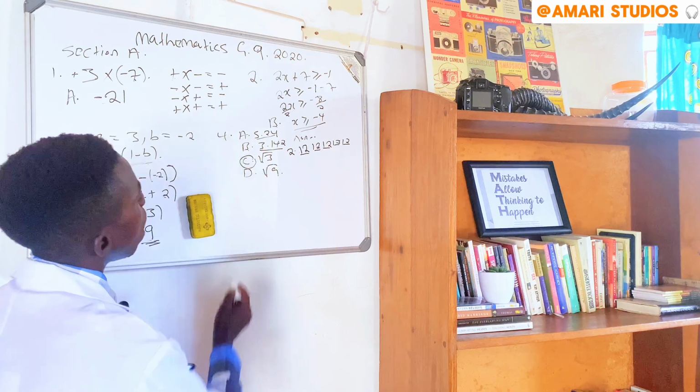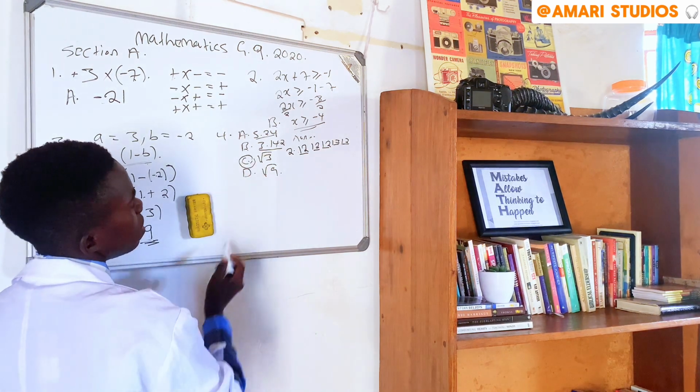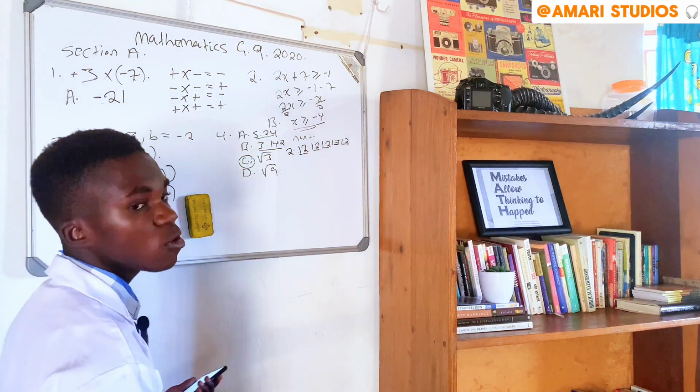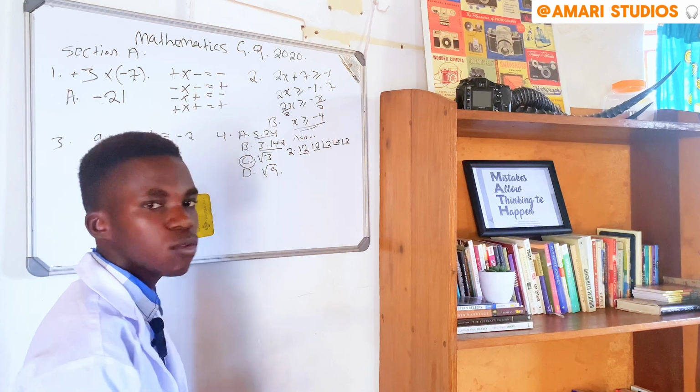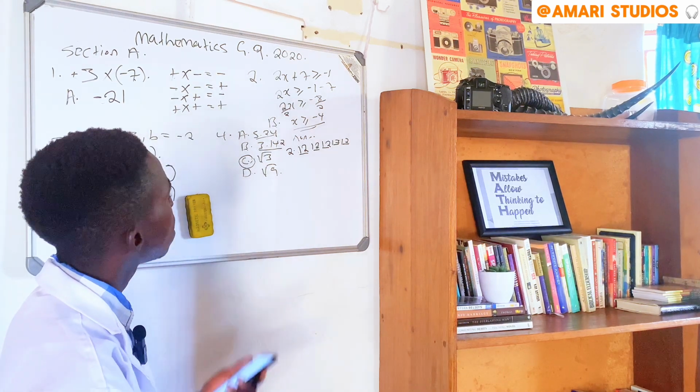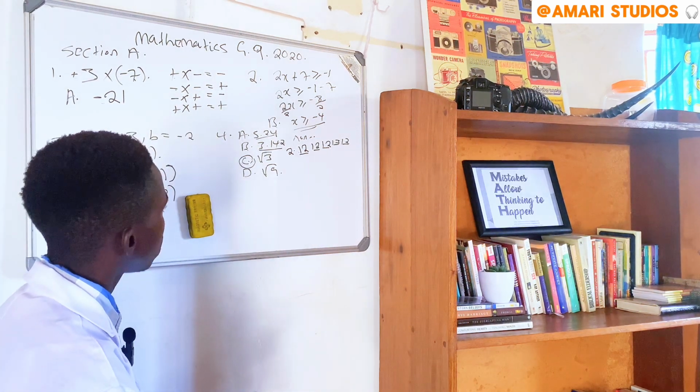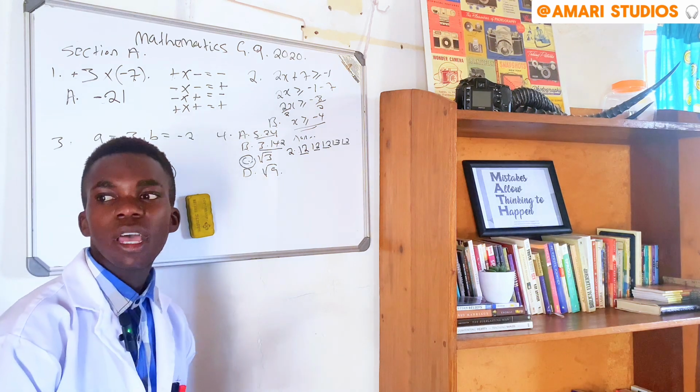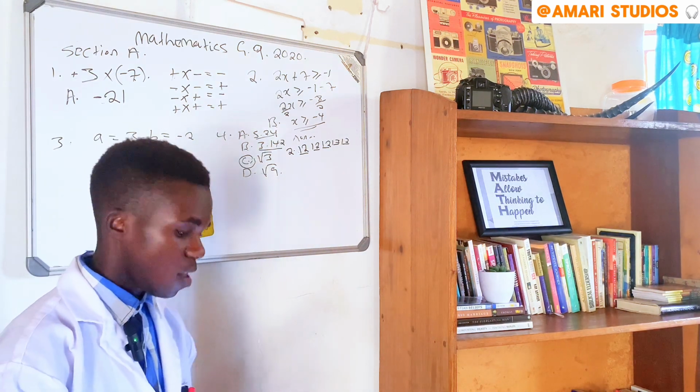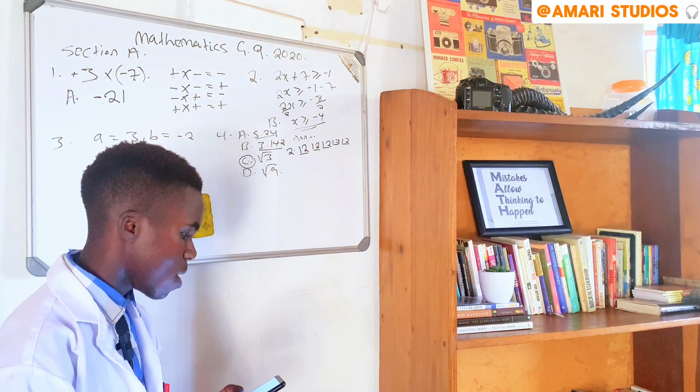So our answer here will actually be the square root of 3, because the square root of 3 is not a perfect square. So the square root of 3 is the irrational number that we are talking about.